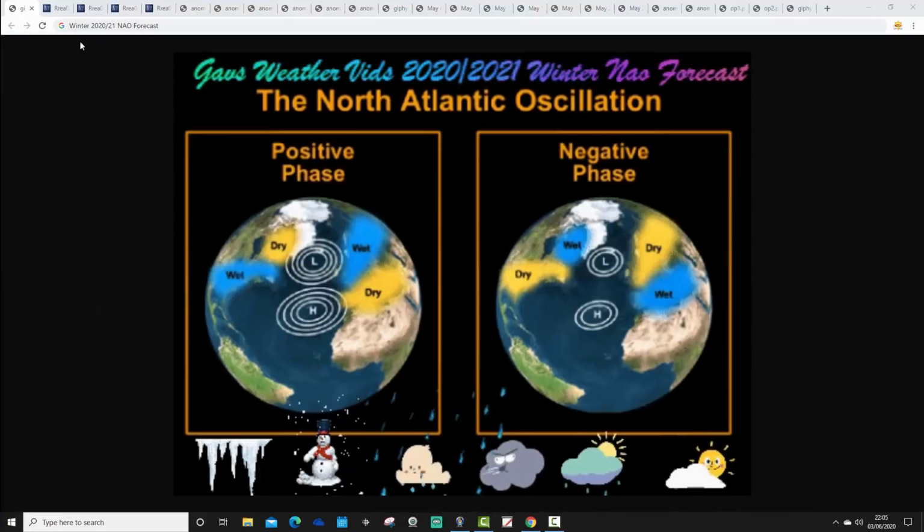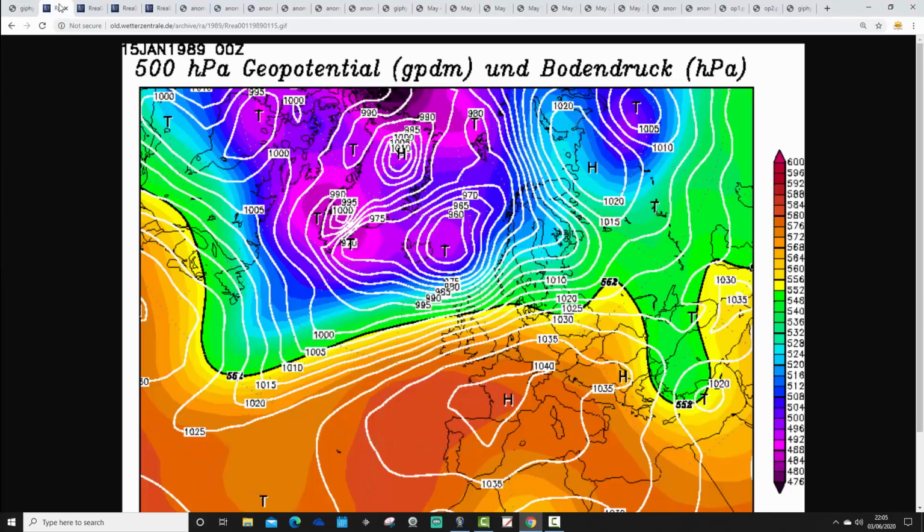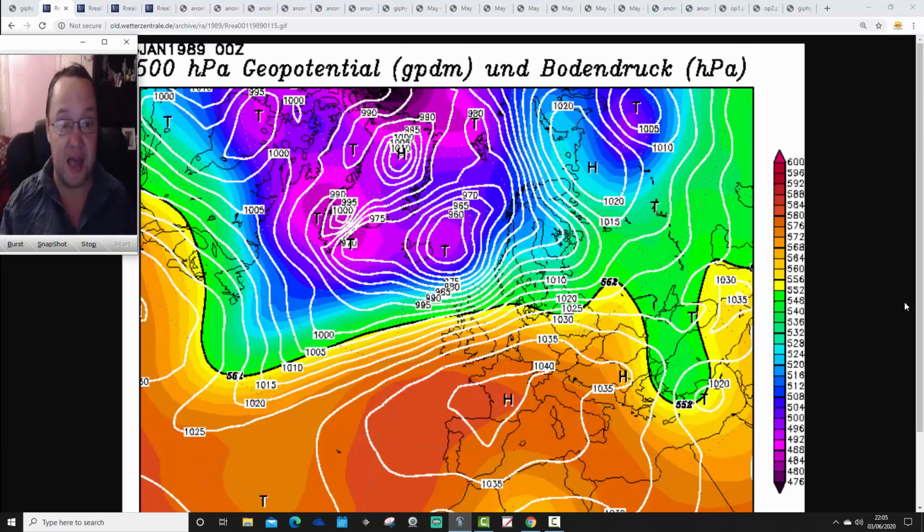First of all, we're going to talk about what the NAO actually is. Really the NAO is just an index that's reflective of the atmospheric state. It doesn't drive anything in its own terms, just an index that tells us what the atmosphere is doing.